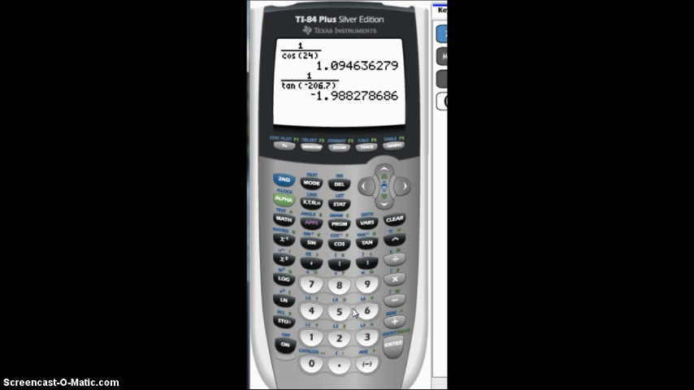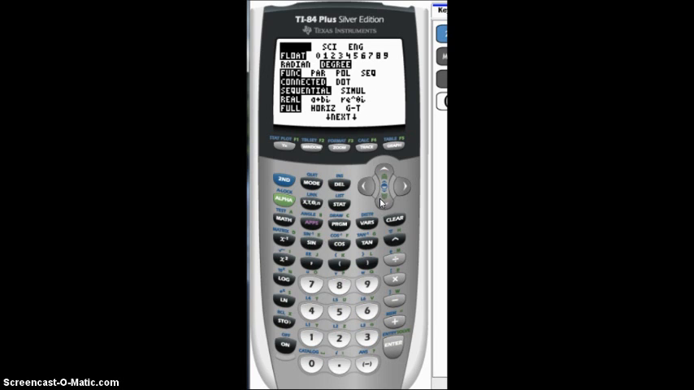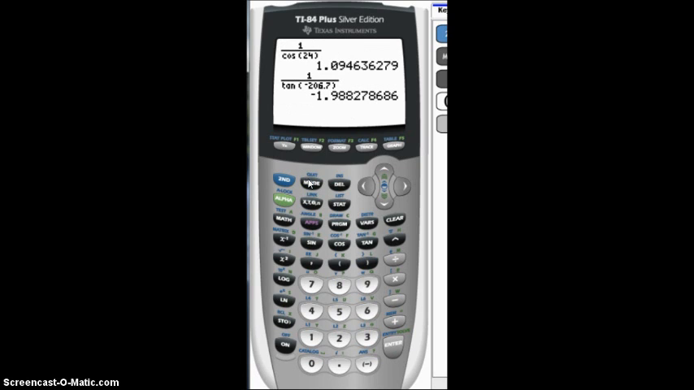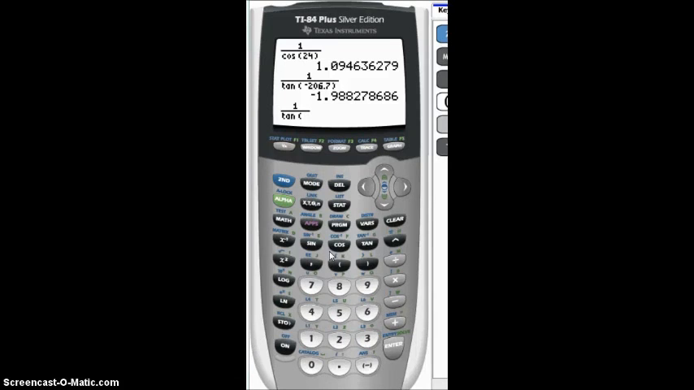Here's where it's going to get a little weird. I'm going to change my mode back to radians. Now we're looking at cotangent of pi over 2. So alpha y equals, to get our fraction. We have 1 over tangent of pi over 2.